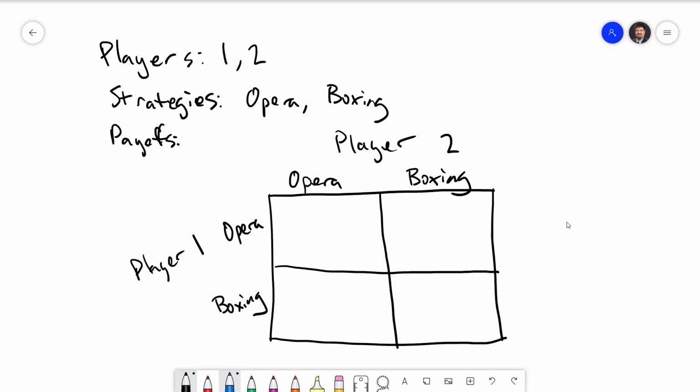If player 1 goes to boxing and player 2 goes to opera, they are not together and they're both unhappy and get 0 utility each. Same thing if player 1 goes to opera and player 2 goes to boxing. If both players end up at opera, then they're happier than if they were alone, but player 1 really enjoys opera and gets 2 utility. Player 2 is not as big of a fan of opera and gets 1 utility. If both end up at boxing, player 1 is okay with it and gets a 1, and player 2 really enjoys boxing and gets a 2.